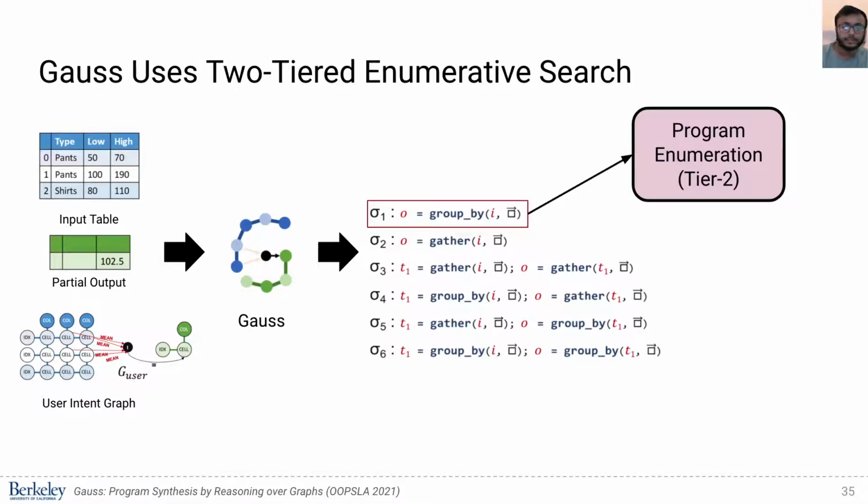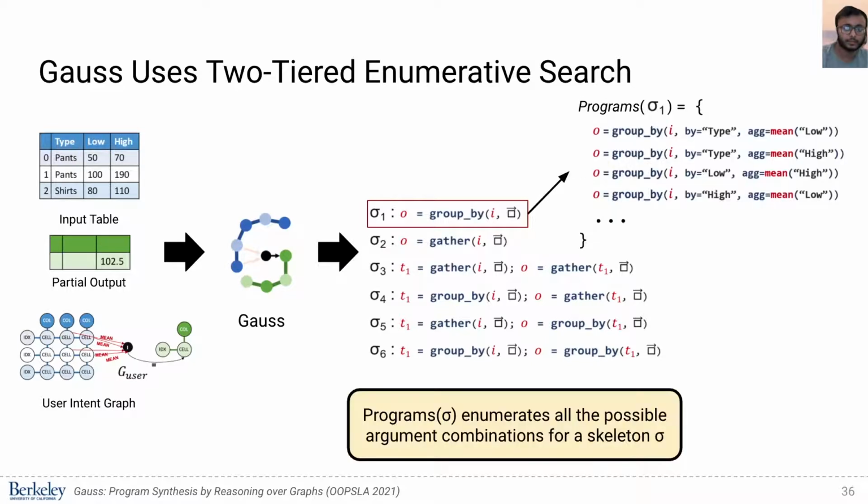Then Gauss considers each skeleton one by one and enumerates programs that can be obtained from the skeleton by filling in the arguments. For example, for the first skeleton containing a single call to group by, the possibilities for arguments are shown on the right. This set of programs is denoted by programs of sigma.